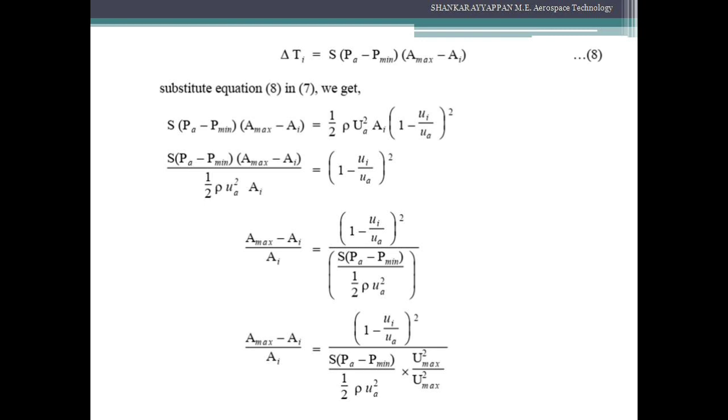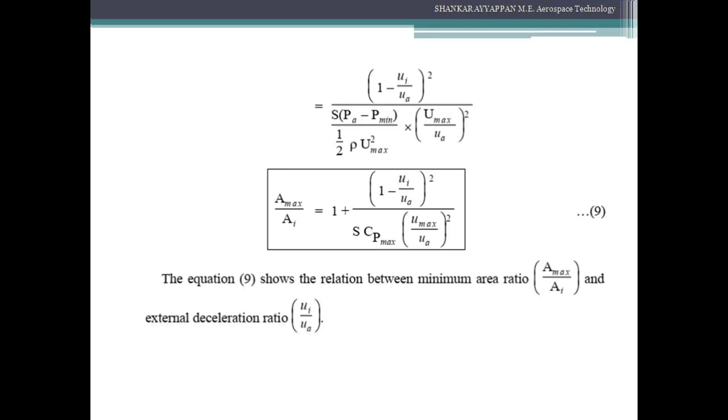Substitute equation 8 in equation 7. We get S into Pa minus P minimum into A max minus Ai equal to half into rho into Ua squared into Ai into 1 minus Ui by Ua, the whole squared. The term half into rho into Ua squared into Ai is taken to the denominator on the left hand side, leaving only A max minus Ai by Ai on the left hand side. Take the other terms to the right hand side denominator. Multiply and divide by U max squared in the denominator on the right hand side.